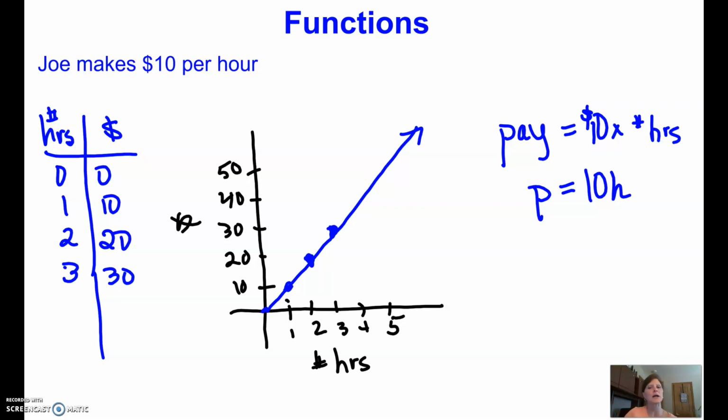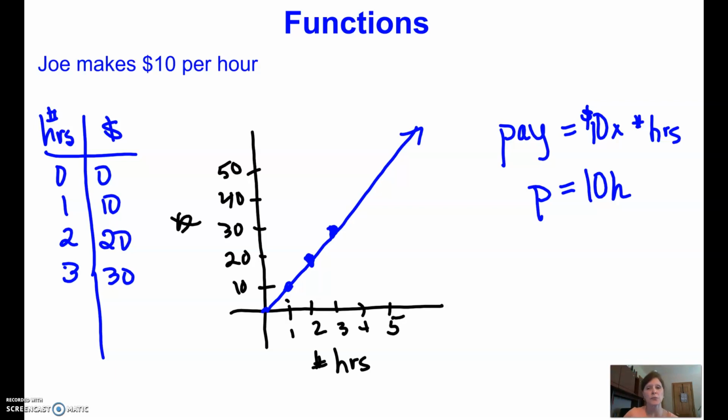To see what kind of pattern I might have, it's very helpful to make a graph or a visual representation of the information. In this case, I'm choosing the number of hours as my input. That's my independent variable, and I'm going to put that on the horizontal axis. My output is dependent on that. How much pay he gets is dependent on the number of hours, so that goes on our vertical axis. When we plot those points that are in my table, we see that they line up perfectly and make a straight line. So we're going to call this a linear function because that's the shape of the graph.